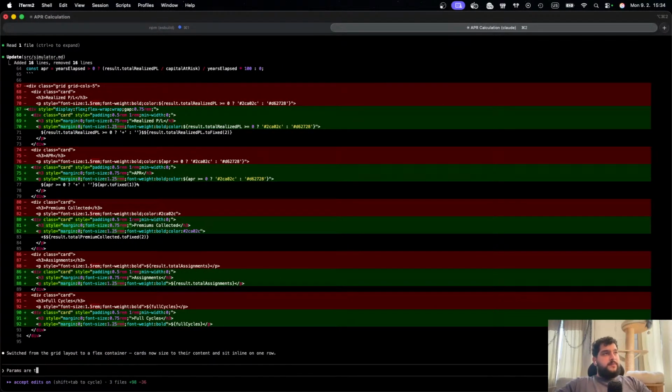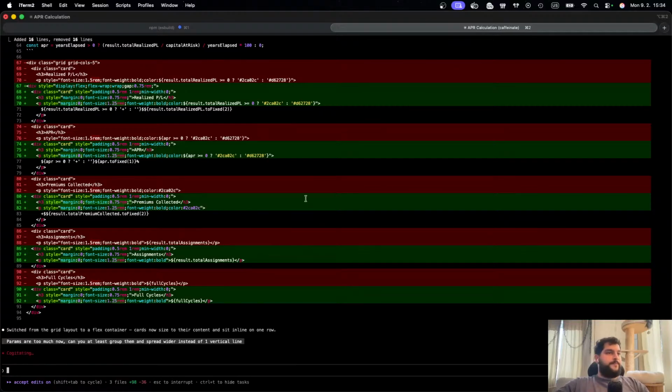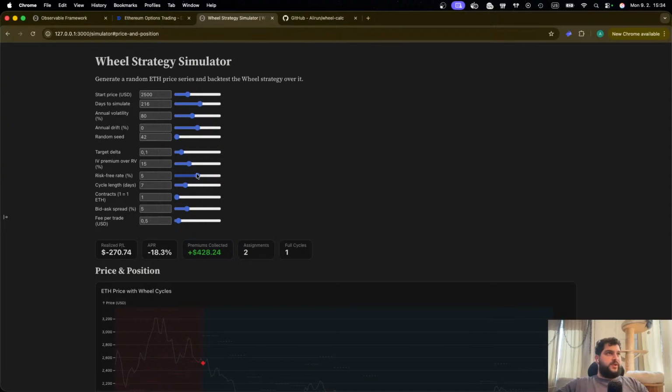The params are too much now. Can you at least group them and spread them wider instead of one vertical line? We can see what these params are responsible for.